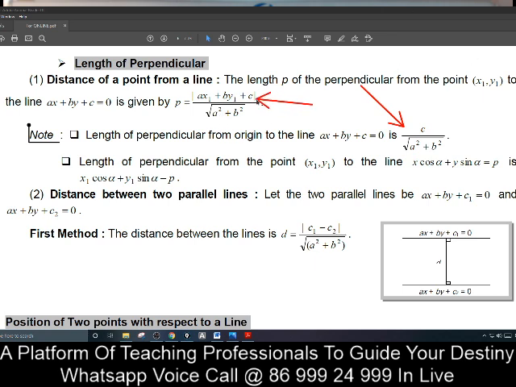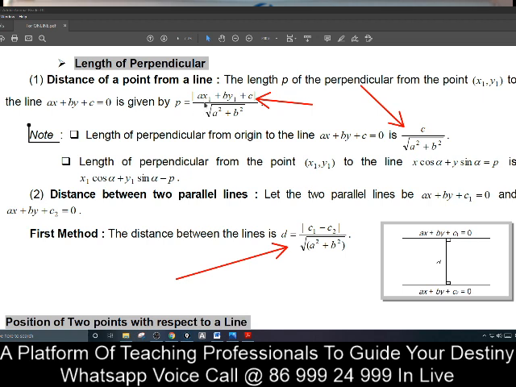So this is the perpendicular distance from x1, y1 to the line, and this is the perpendicular distance from the origin to the line, and this is the distance between the parallel lines. Importantly, d is equal to modulus of c1 minus c2 by root over a square plus b square. What I am insisting is that you will get the same perpendicular distance formula again in 3D.